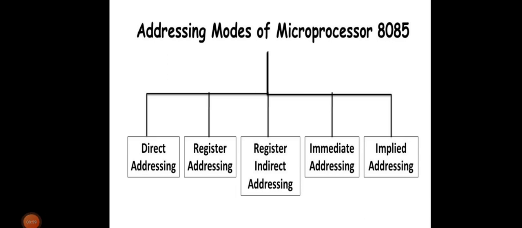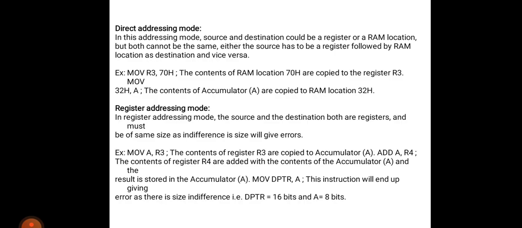Now we will see the next topic, that is addressing modes of microprocessor 8085. There are 5 types. First one is direct addressing mode, second one is register addressing mode, third one is register indirect addressing mode, fourth one is immediate addressing mode, and fifth one is implied addressing mode. Now we will see one by one in detail.